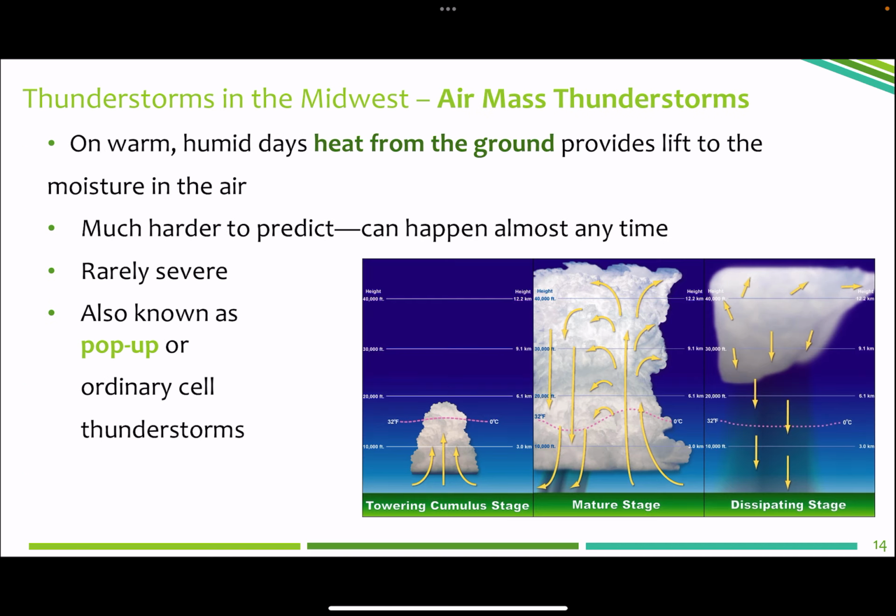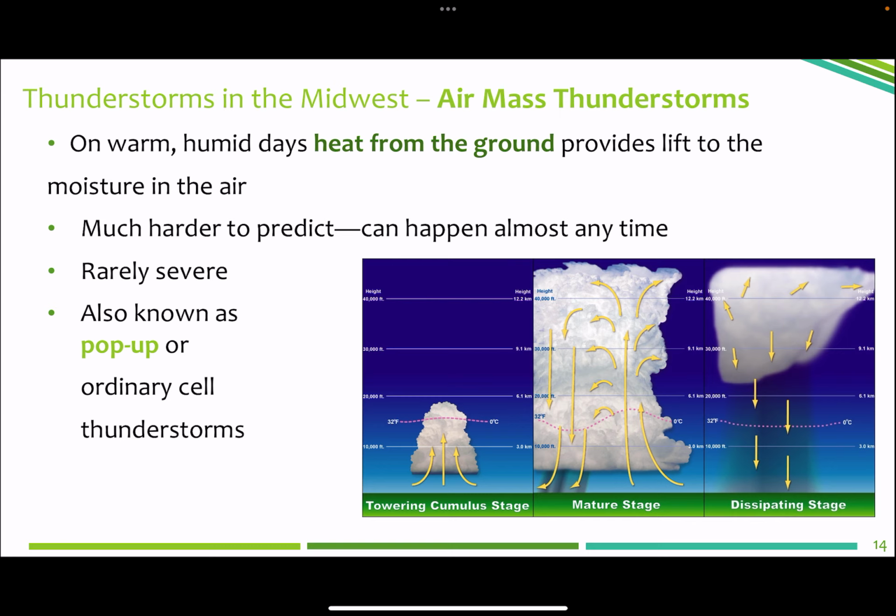We also have a separate type of thunderstorms here called air mass thunderstorms. Air mass thunderstorms are much more localized. They're also known as pop-up thunderstorms. And this is where on warm, humid days, the ground heats up. Remember, when the air gets warm, it's going to pick up moisture. So the ground heats up, it warms the air above it. That warm air picks up moisture.